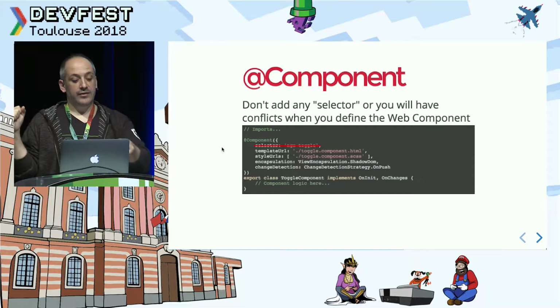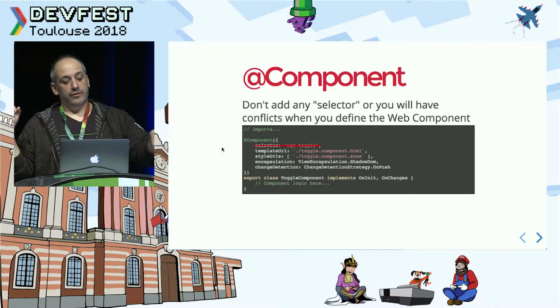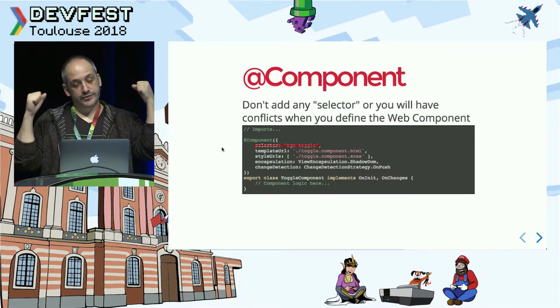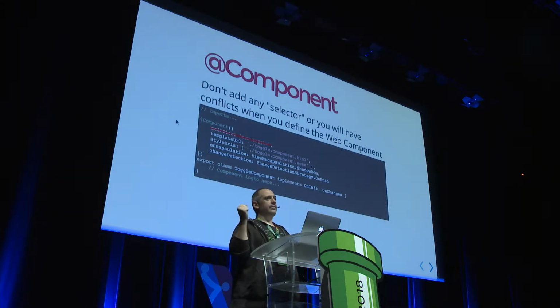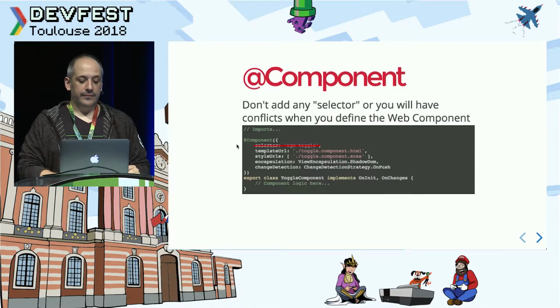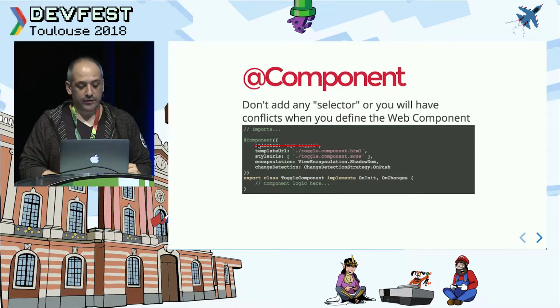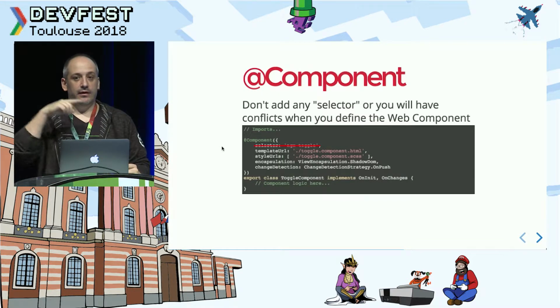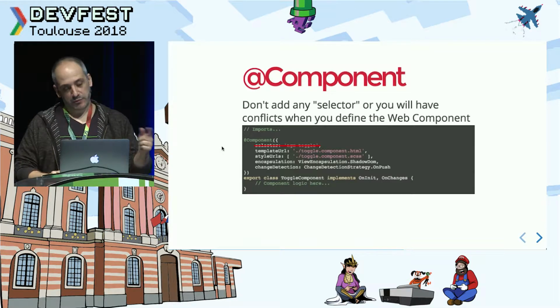a web component, and you will add another component that is a web component with selector ngx-toggle too. So that will mean that you will have two components called ngx-toggle, and then you will have a collision. So when you are creating a web component, you don't have to add the selector, because you will add that when you define the web component. We will see that.